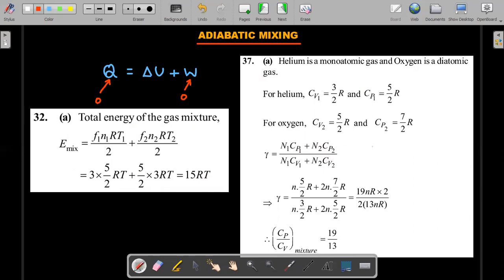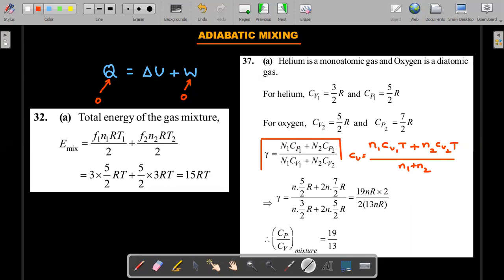Therefore, the value of U mixture should be N1 CV1 T plus N2 CV2 T, and this should be N CV mixture into T. Therefore, N CV mixture, when you divide it by N1 plus N2, this would be the CV mix. So this would be the new CV. Using the same logic, you will calculate CP and then divide, and with cancellation of T and N1 plus N2 for both CP and CV, you will be able to directly write this option.